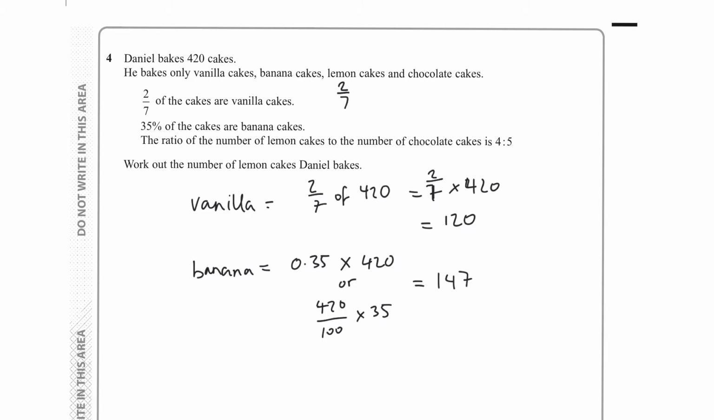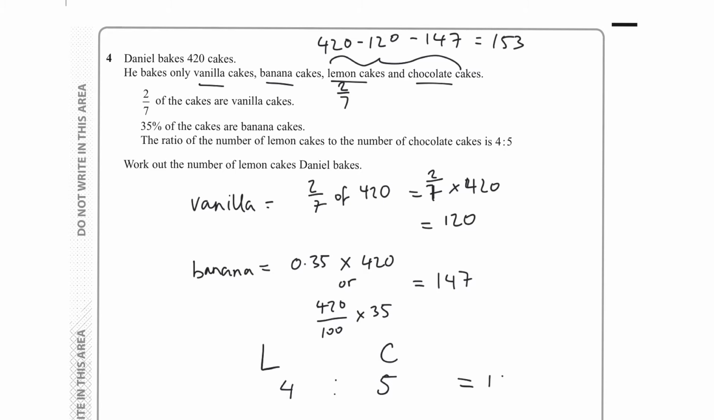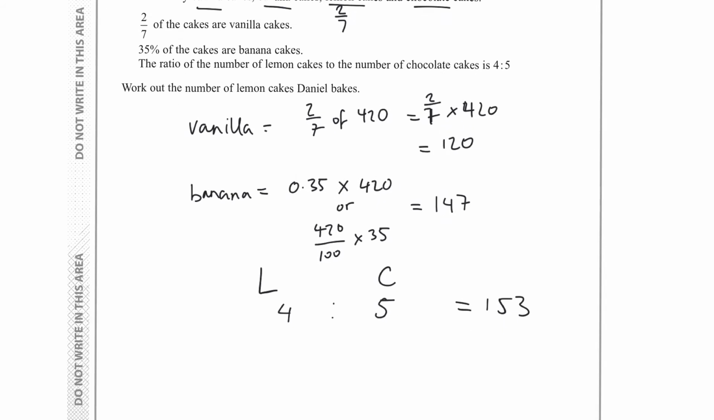So now we know that the ratio of lemon to chocolate is 4 to 5. He bakes vanilla, banana, lemon, and chocolate cakes. So to work out the total of lemon and chocolate cakes, you would do 420, take away the total of vanilla, which was 120, take away the total banana, which was 147, which would leave you with 153. So in total, lemon and chocolate is 153 cakes. To work out what one part is equal to, you would add the two numbers in the ratio together, which would be 9. You do 153 divided by 9, which should be 17. So we know one part is equal to 17.